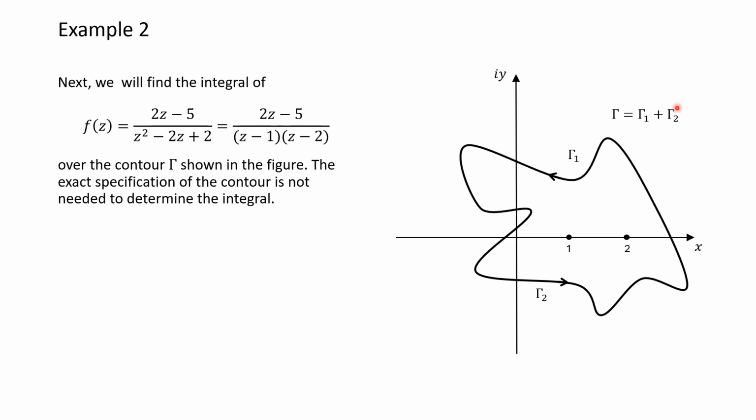But for the time being, let's just consider our contour of interest gamma, and we'll break that into two parts. So we'll have gamma sub 1 that goes from this point on the x-axis to this point on the x-axis, and then gamma sub 2 is the part of the contour that's below the x-axis.